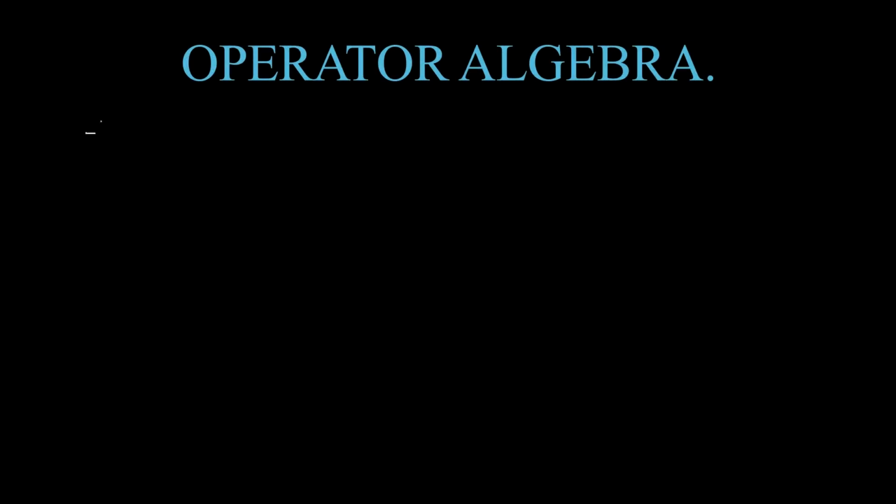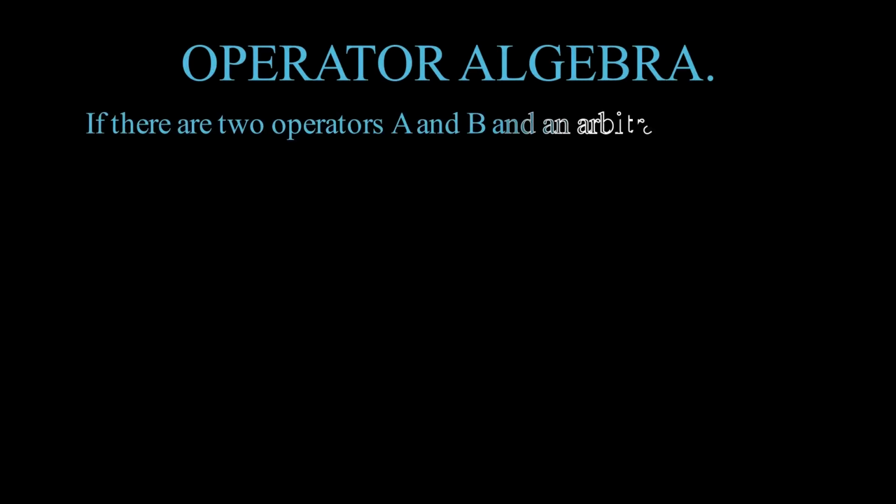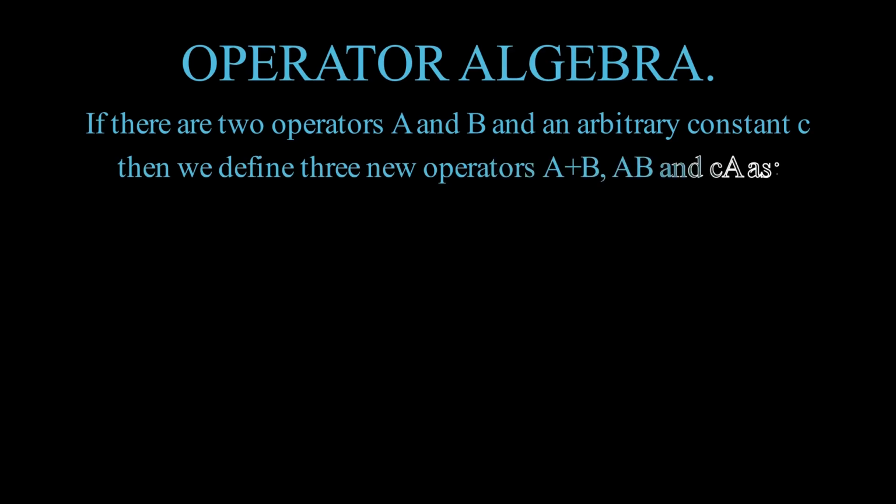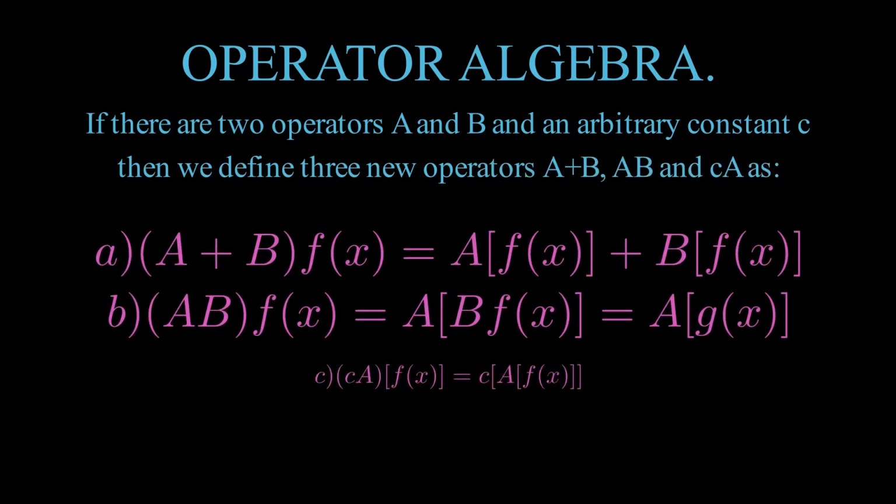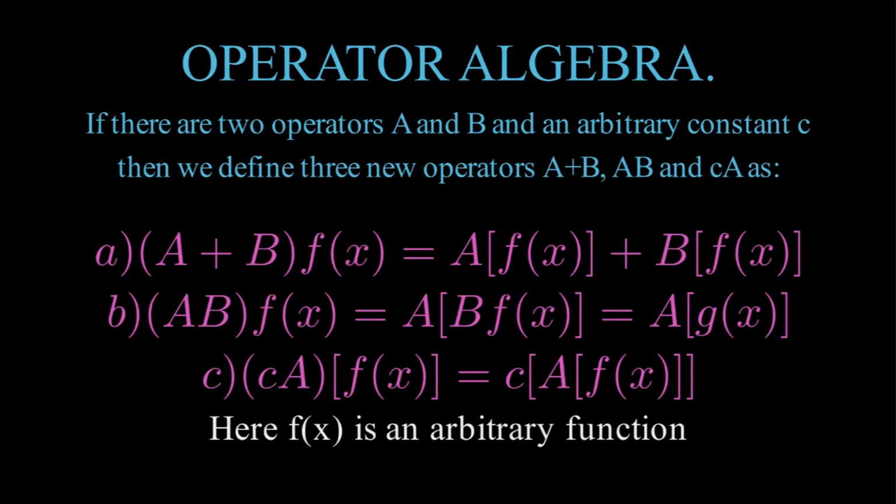Now, operator algebra. If there are two operators A and B and an arbitrary constant c, then we define three new operators A plus B, AB, and cA as the following. From the first condition, when you have the sum of two operators A plus B operating on the function f as a function of x, then those two operators get distributed over the same function f as a function of x.